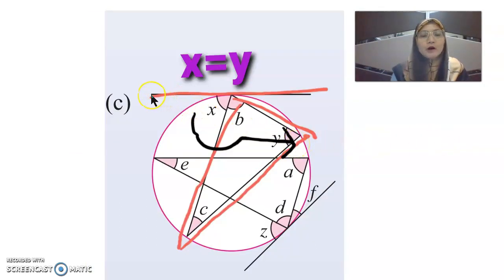Let's focus on the second tangent. This is the tangent, and the triangle attached to the tangent is this triangle. Find the exterior angle. The exterior angle X jump into opposite. Therefore, we say that X is equal to Y.